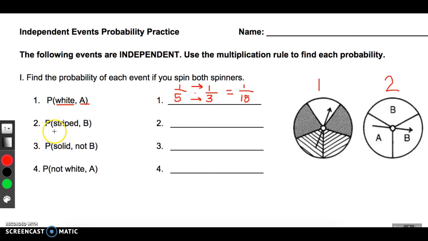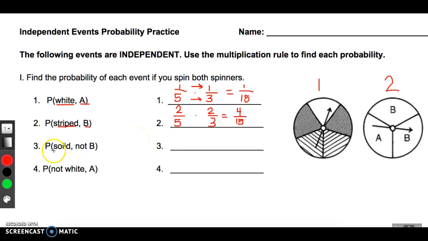The second one here says, what's the probability of landing on a striped section and then on a section called B? So on spinner 1, there are 2 striped sections out of 5 total sections. And on spinner 2, there are 2 sections with a B on them out of 3 total sections. So if we multiply those together, we get 2 times 2 up top, which gives us 4, again with a denominator of 15. So I'll do one more with you and then let you work through it and check back in at the end.